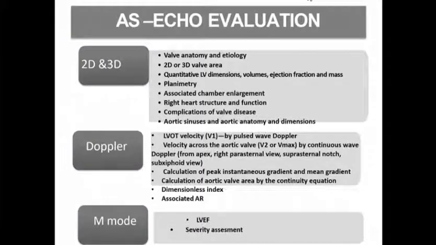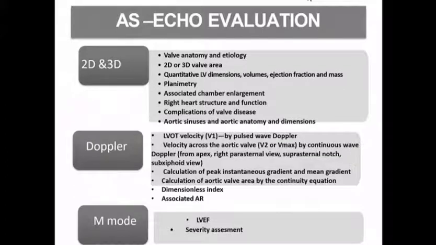In 2D echo, we mainly see the valve anatomy, etiology, and valve area. That is more precise with 3D; 2D planimetry is not good. We also quantify LV dimensions, volumes, ejection fraction, LV mass, associated chamber enlargement, and right heart structure and function. As previous speakers also said, the tricuspid valve is quite a neglected valve. Whenever RV dysfunction or pulmonary hypertension is there, the mortality and morbidity are higher.